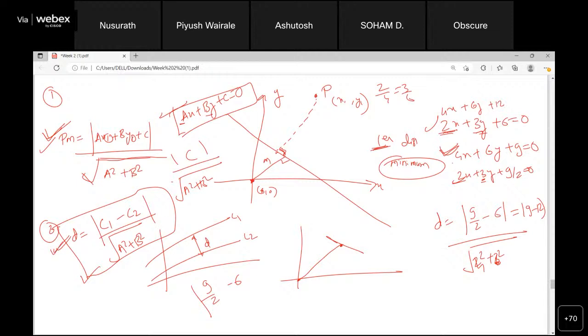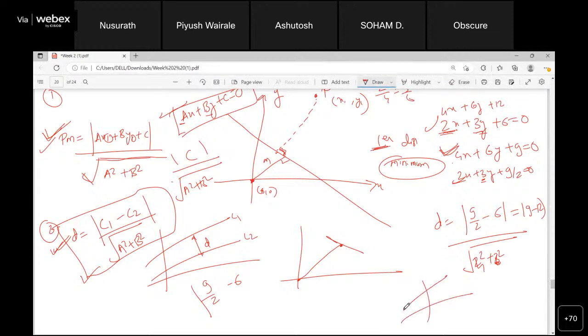If c1 is equal to c2, then the lines are collinear, right? c1 equals c2 and a and b are the same, so basically it is the same line, then they are collinear. Because these are the intercepts, it is cutting at only one point, both the lines. And it will have infinite intercepts, meaning they will intersect at infinite points.